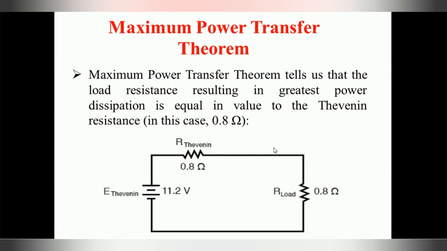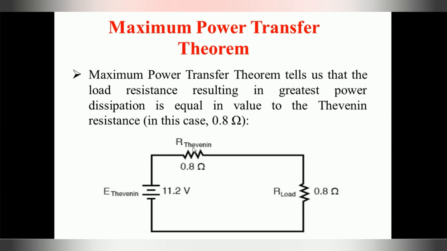So that's why we use the maximum power transfer theorem, and finally we get the maximum output at the load side. Now we will see an example to get a clear idea about this theorem. The maximum power transfer theorem tells us that the load resistance resulting in greatest power dissipation is equal to the value of Thevenin's resistance. That is, we get maximum power when the load resistance value is equal to the Thevenin's equivalent value.